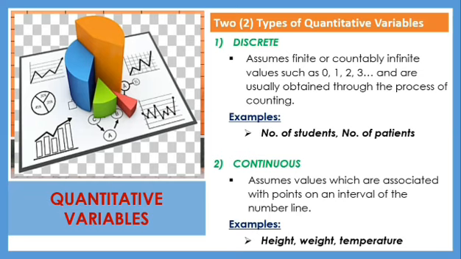On the other hand, if we say continuous quantitative variable, it assumes values which are associated with points on an interval of the number line, meaning to say, if your discrete is a whole number, your continuous is not, because there are points or fractional in nature. For example, height, okay? Others have 5 feet 1 inch, 5 feet 4 inches, okay? For the weight, you have, let's say, 50.55 kilograms, right? Or 70.8 kilograms. For the temperature as well, okay? So there are points on an interval of the number line, okay?